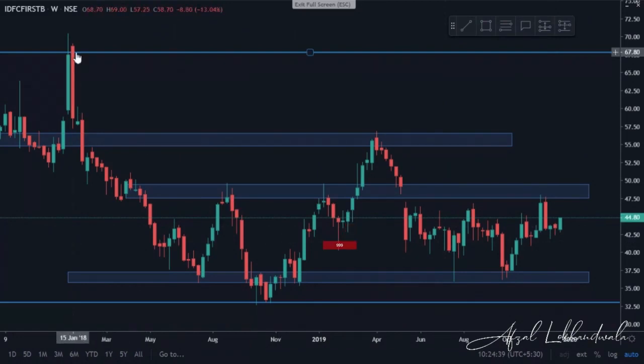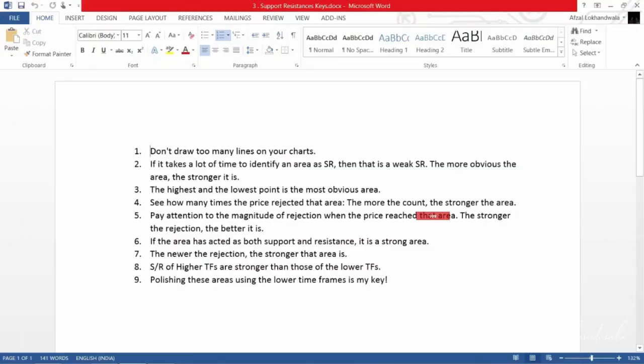Let us see this rejection. The magnitude is enormous. When the price hit this area, and look at the fall right down here. So this area is a pretty strong area, the highest point. In this way you analyze the strength of supports and resistances by looking at the magnitude of rejection they provide. Let us come to the sixth point now.